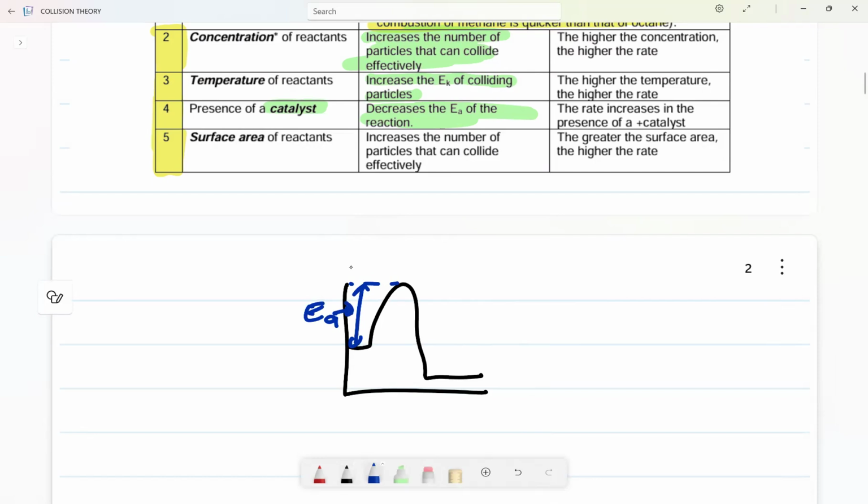So a catalyst will come and be like, okay, I'm gonna reduce you like that. So can you see now our activation energy is lowered? Okay. And if it is lowered like that, it is what we need. That's what we need. Okay. So that the rate increases in the presence of a catalyst.